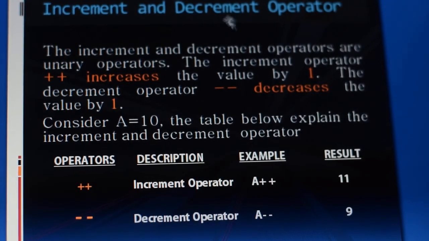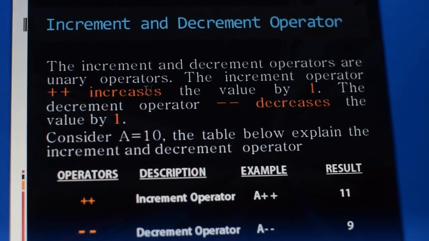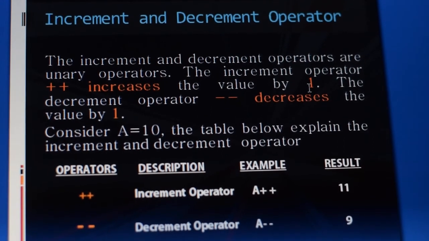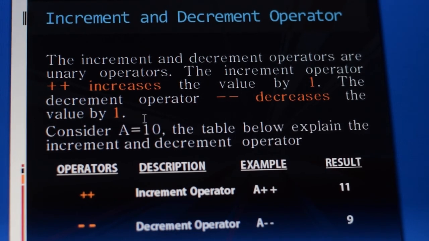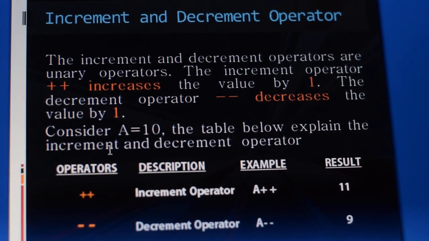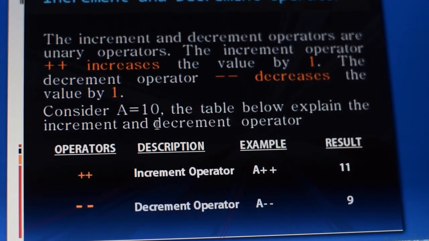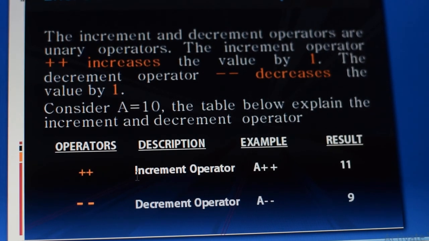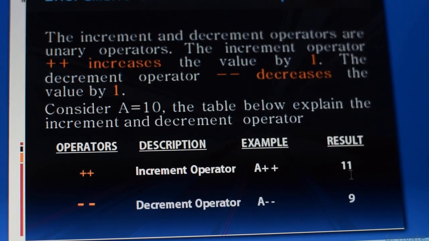Next is increment and decrement operator. The increment and decrement operators are unary operators. The increment operator plus plus increases the value by 1 and the decrement operator minus minus decreases the value by 1. For example, consider this A equals to 10. Now if we give the increment operator, what will happen? It will increase the value by 1. So 10 plus 1, that is 11.